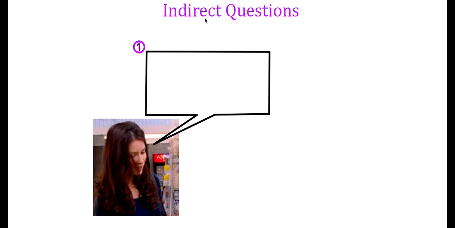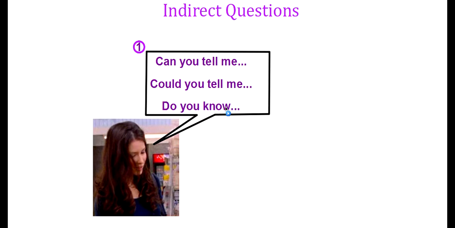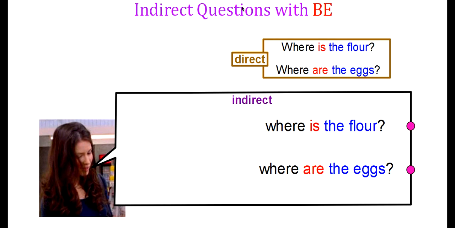First of all, when I'm making an indirect question, the very first thing I need is a phrase like this. Can you tell me? Or could you tell me? Or do you know? Kayla is going to begin all of her indirect questions with these three phrases. So that's the first thing we need. So let's first look at what happens when I make an indirect question with the verb be.